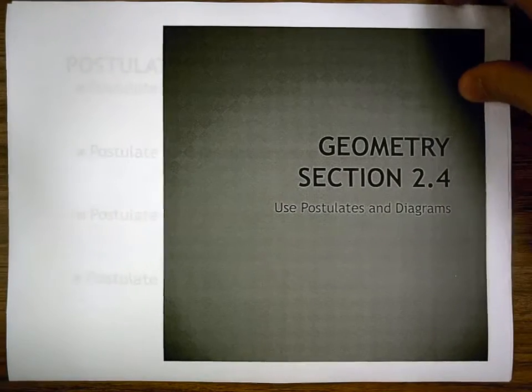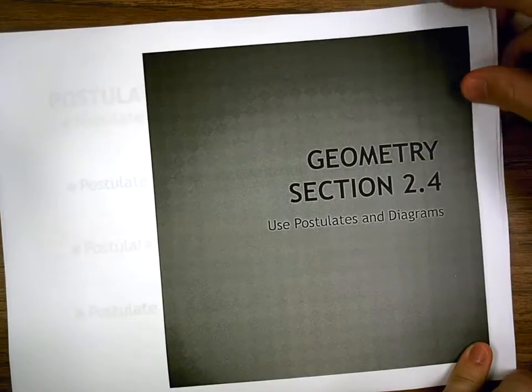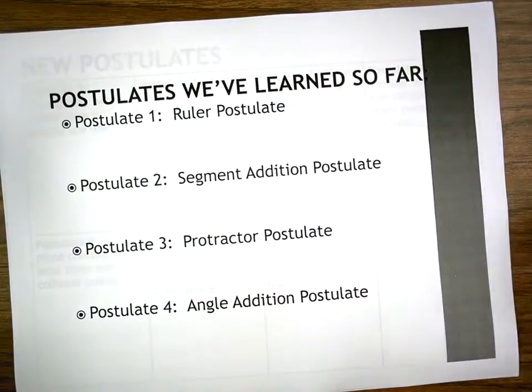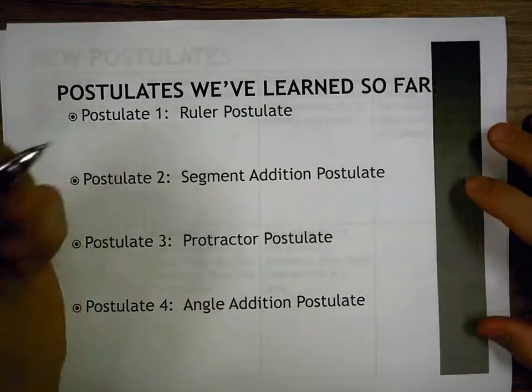For section 2.4, we're looking at using postulates and diagrams. So we're going to take some of our old postulates, have some new postulates, and then start seeing how we can evaluate diagrams as we go. Some ones we've learned so far back in the first chapter.